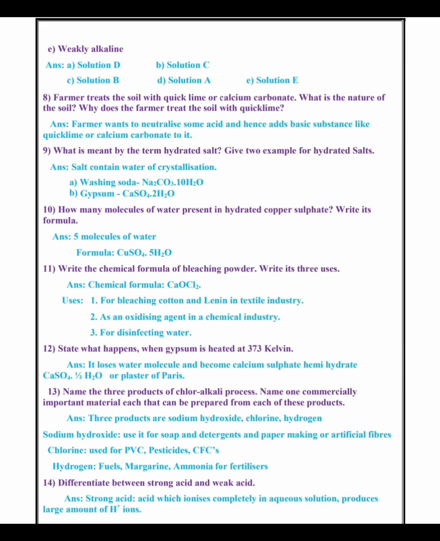And the next question, farmer treats the soil with quicklime or calcium carbonate because it is a base. What is the nature of the soil? Why does the farmer treat the soil with the quicklime? Soil, if it is acidic, means if we want to make it neutral, we have to add base.